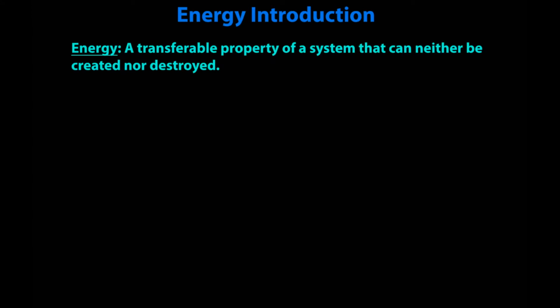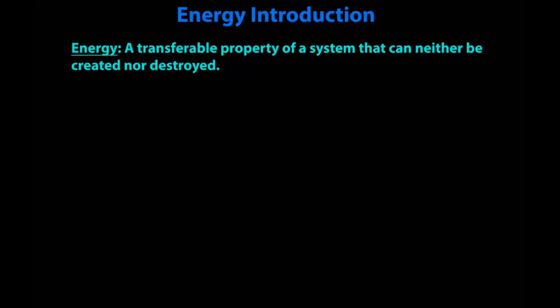So to keep it simple, we're going to define energy like this. Energy: a transferable property of a system that can neither be created nor destroyed. Now, this last statement you may have heard. Energy can neither be created nor destroyed. That means the amount of energy the universe started with is the amount of energy it has, period. It will neither be gaining any more of it nor losing it. This is also why energy, in terms of human civilization, is so valuable.